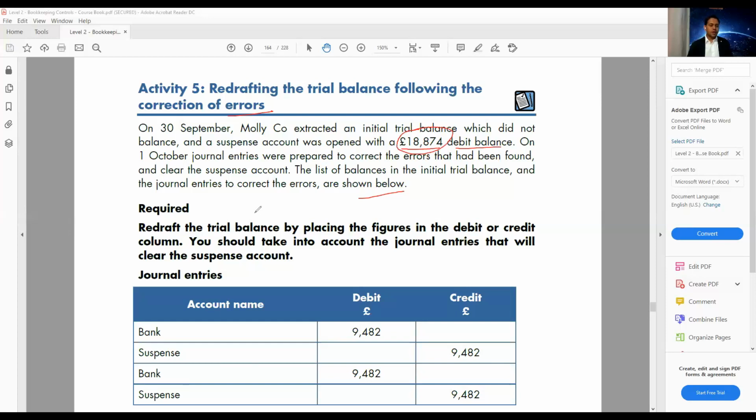And on 1st October, we found all these entries to correct it. So these are the entries you have to correct. Redraft the trial balance by placing the figures in the debit or credit column. You should take into account the journal entries that will clear the suspense account. So we know we cannot keep the suspense account, so we have to remove it. We know how to do it. It's fine. Not a problem. So let's do that.